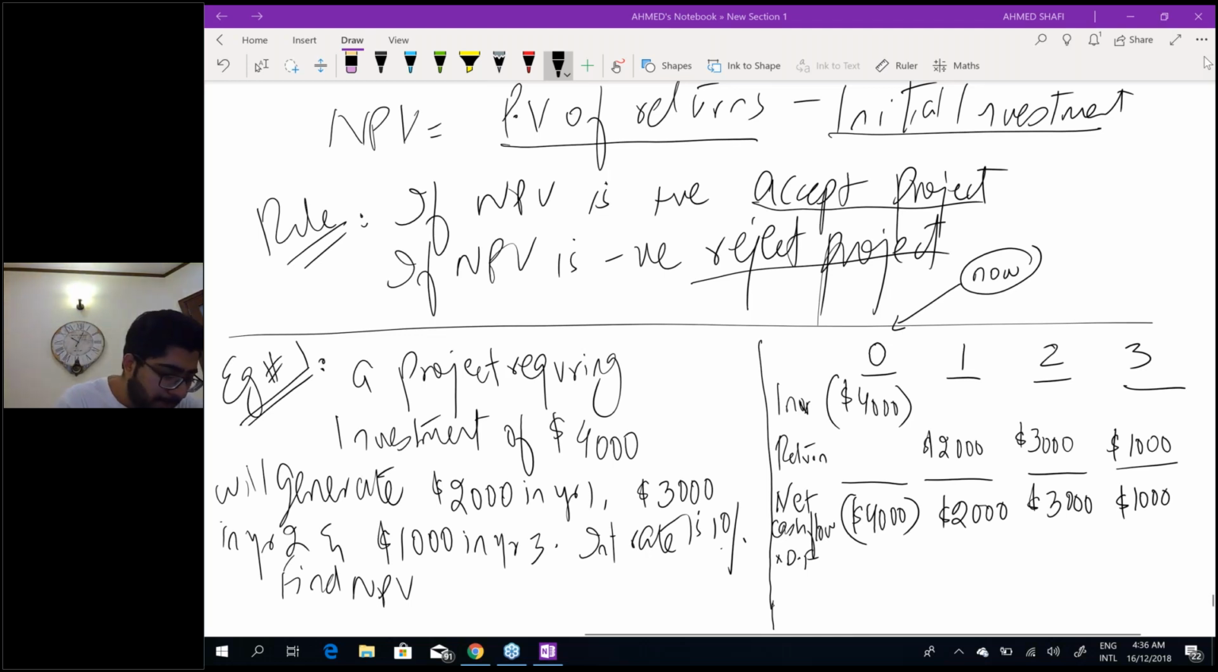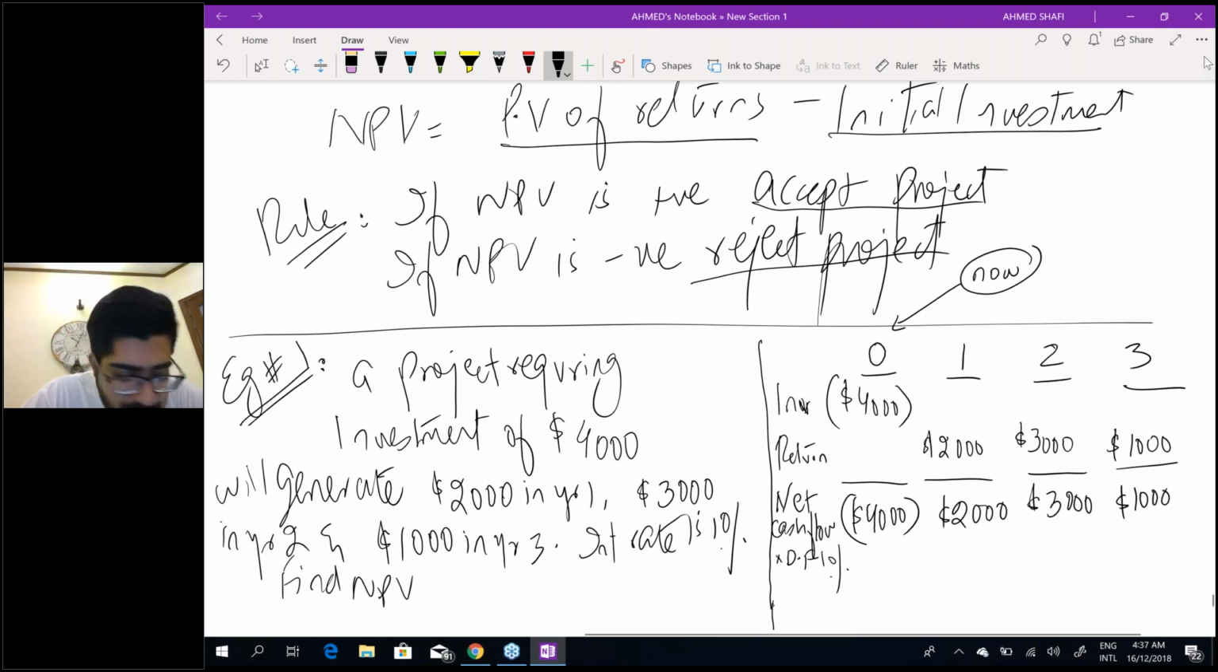Now, if you look at the table, you will be seeing columns of percentages, rates, and rows are of years. Columns are of percentages and rows are for years. You need to select the relevant number. It's pre-calculated. Now, what is the rate in this question? You can see the rate in this question is 10%.